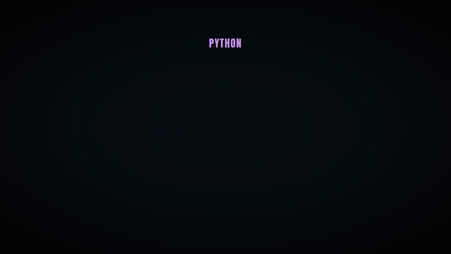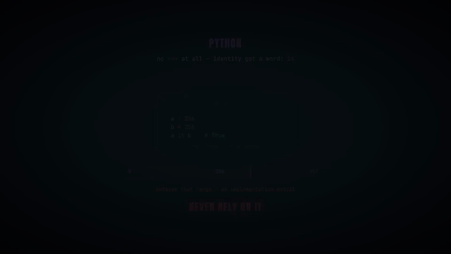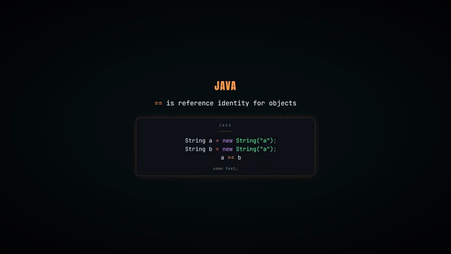Python skipped the symbol entirely and used the is keyword for identity. CPython caches many small integers, typically -5 through 256, but identity behavior outside that range is an implementation detail and should never be relied upon. Java went the other way, assigning double equals to reference identity for objects, leaving generations of developers wondering why new String("A") double equals new String("A") evaluates to false.